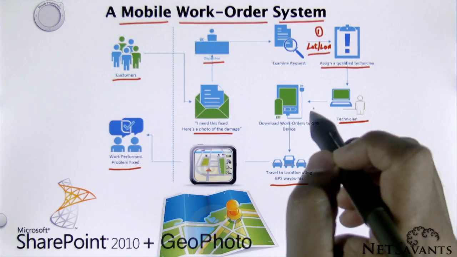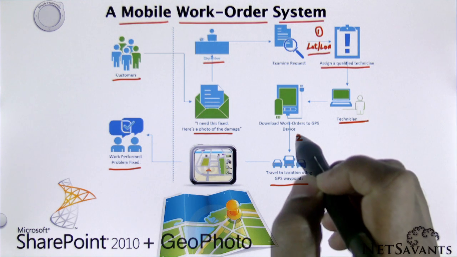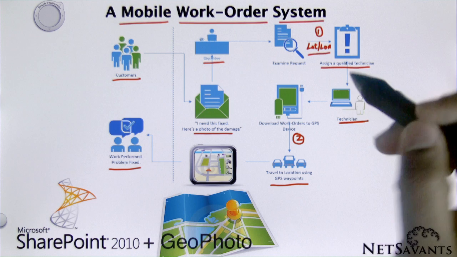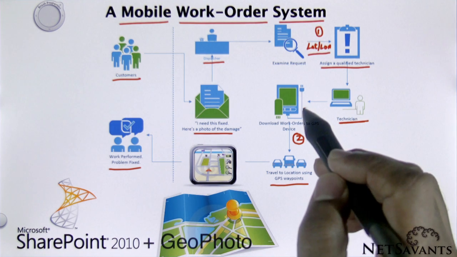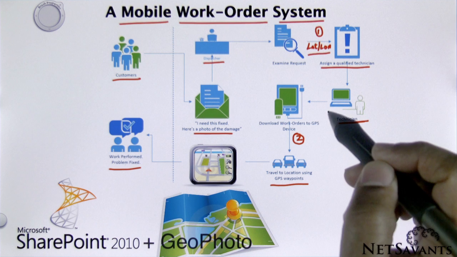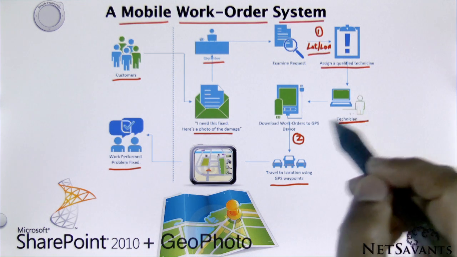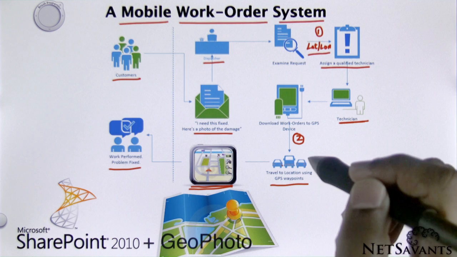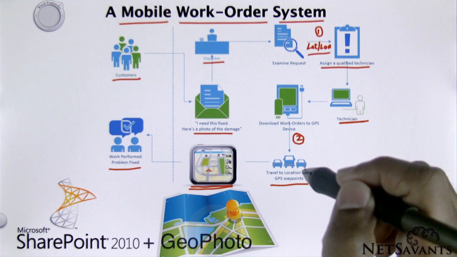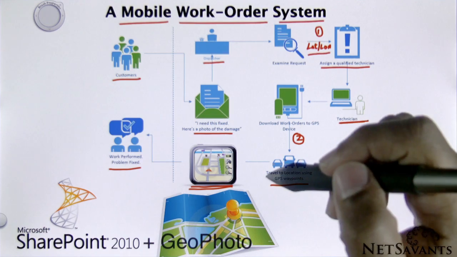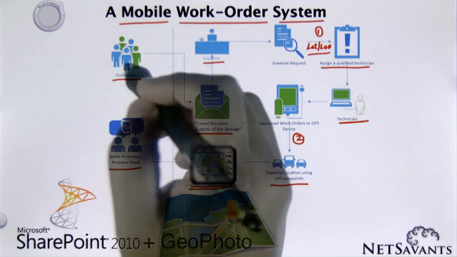The second extension we learned to program was a GPS export mechanism. We programmed a SharePoint custom action that the technicians can use to download the assigned work orders to their Garmin GPS devices. And then they can use the Garmin GPS devices to plot the most efficient route to the customer locations.